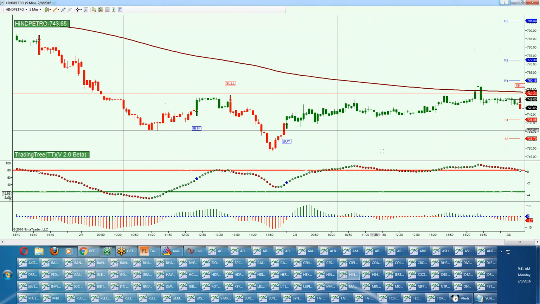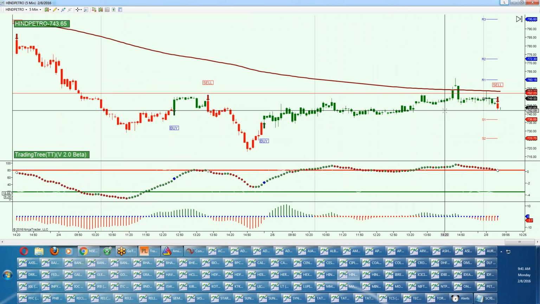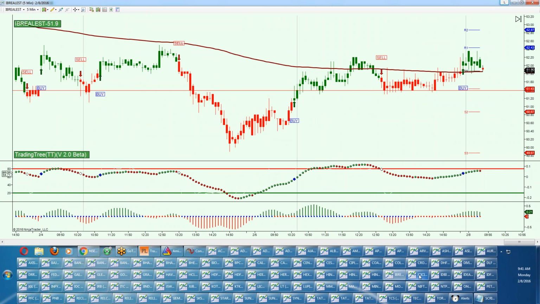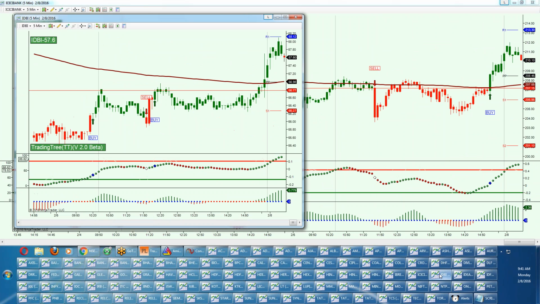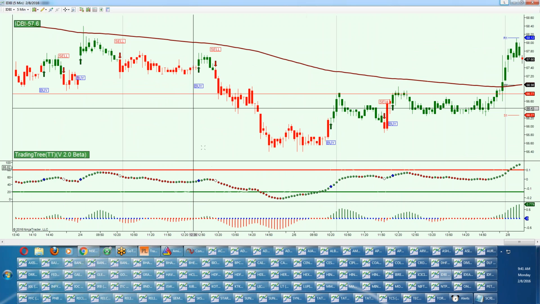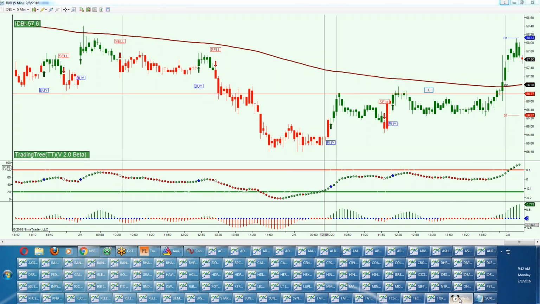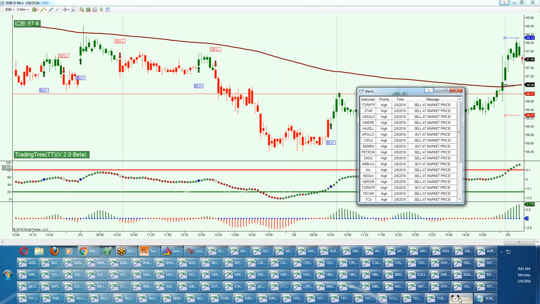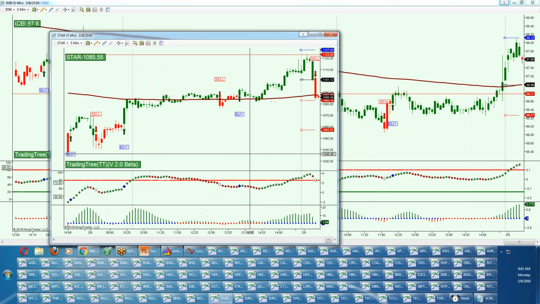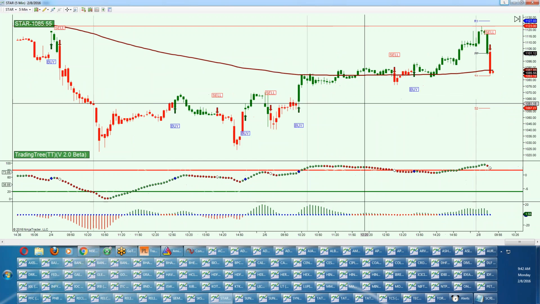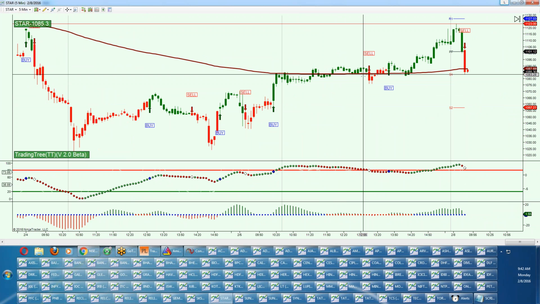In Petro, we can short it at 742. So that's a star. So you can short it right below this S1 level, that is 1083.